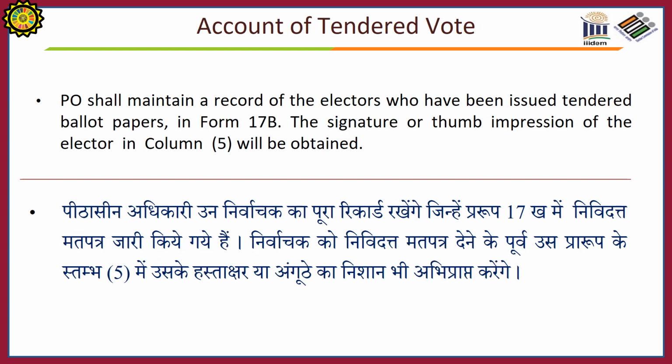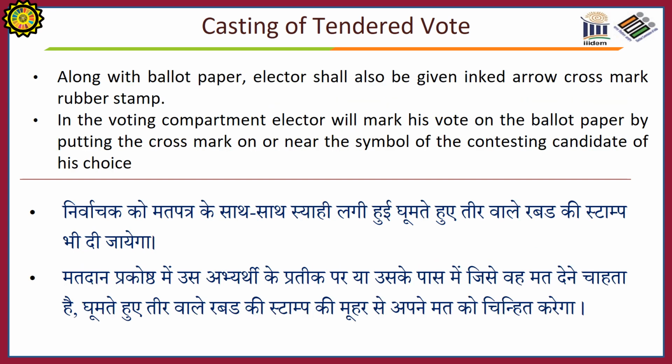Presiding officer shall maintain a record of the electors who have been issued tendered ballot papers in form 17B. The signature or thumb impression of the elector in column 5 will be obtained. Along with the ballot paper, elector shall also be given inked arrow cross mark rubber stamp.